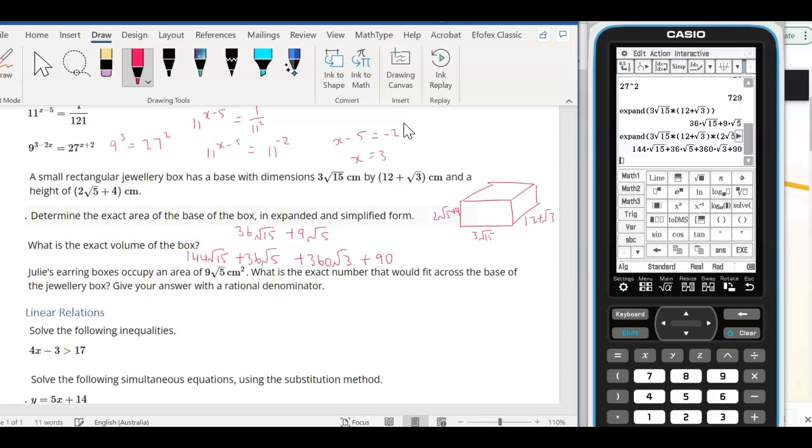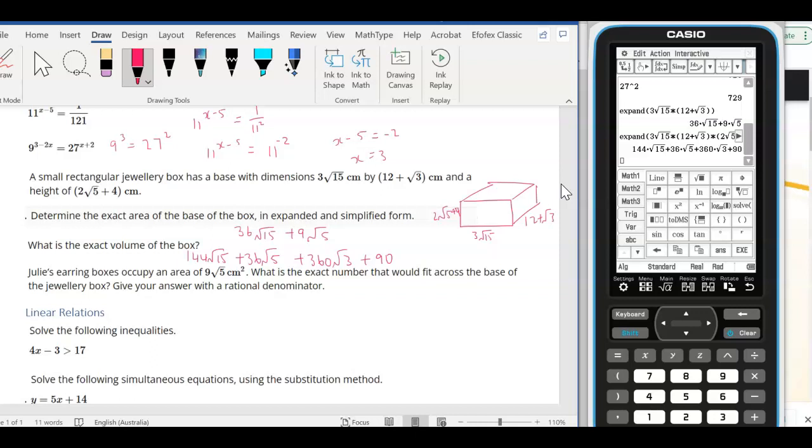So remember with surds, you can't add surds unless they're like surds. You can see on my calculator, it's separated everything. That's because those surds aren't like surds. Think of them in algebra. You might have 144x plus 36y. You can't add them together because they're not like terms. So think about like surds being pretty similar to algebra.